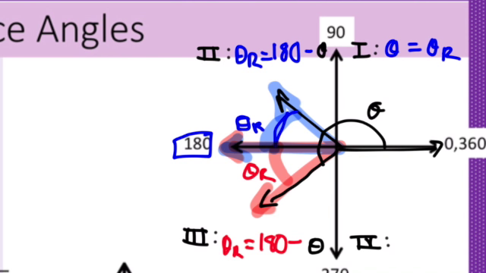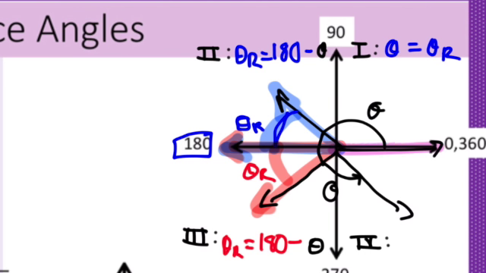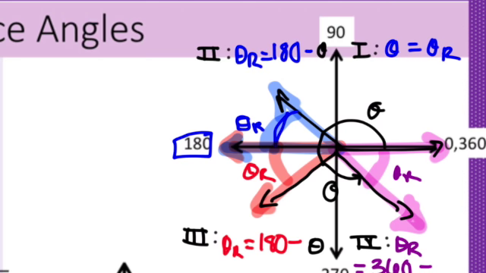Now when I end up in the fourth quadrant, if I have an angle somewhere in the fourth quadrant, then all I need to do here is find the distance between the x-axis, there's my x-axis, and the terminal side. So I need to find this distance right here. You can see that both theta and theta r are going to equal 360 degrees all together. So to find theta r, all I'm going to do is take 360 and subtract theta from it. So there are our rules for reference angles in all four quadrants.